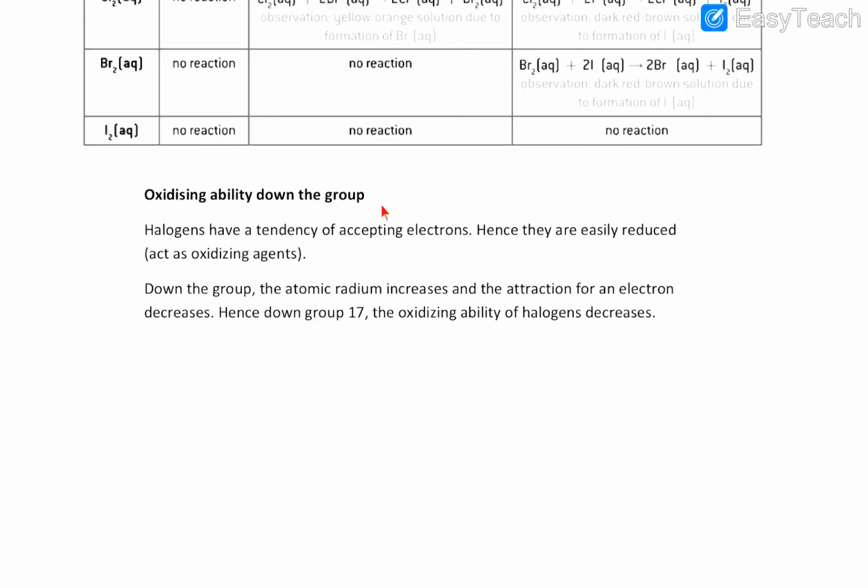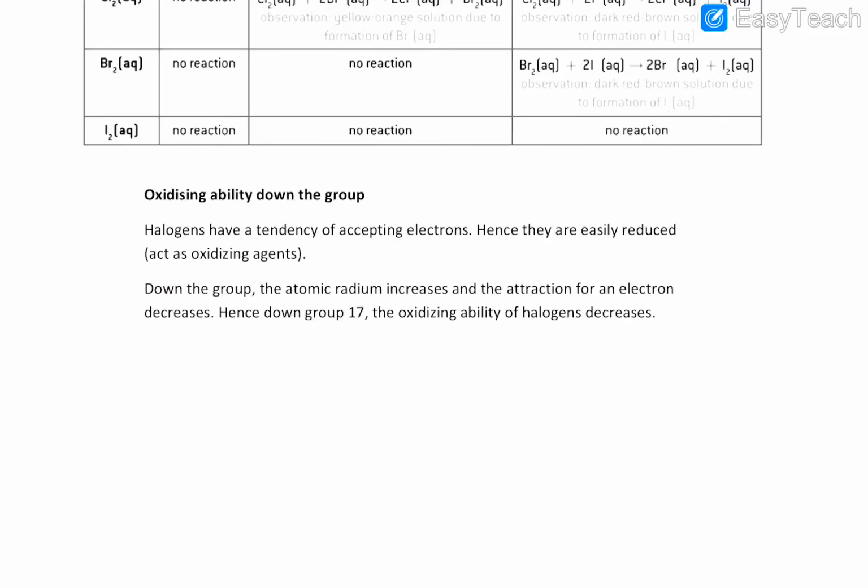And oxidizing ability down the group. Halogens have tendency of accepting electrons, and when you're accepting electrons means that you are undergoing reduction. So means that halogens are easily reduced, and if something gets reduced, it is actually acting as an oxidizing agent. Remember, oxidizing agents, they cause oxidation, but they are themselves reduced, which means that halogens are very good oxidizing agents.